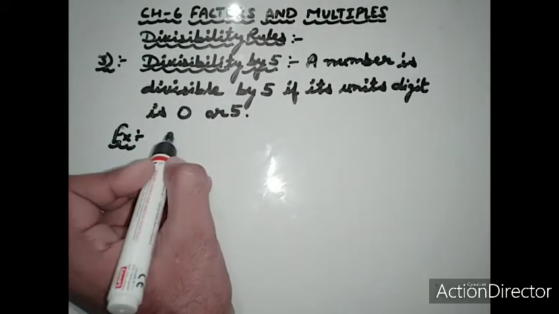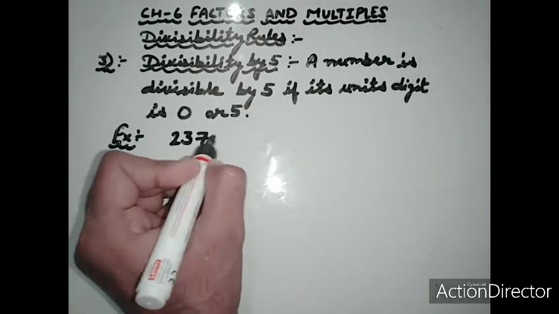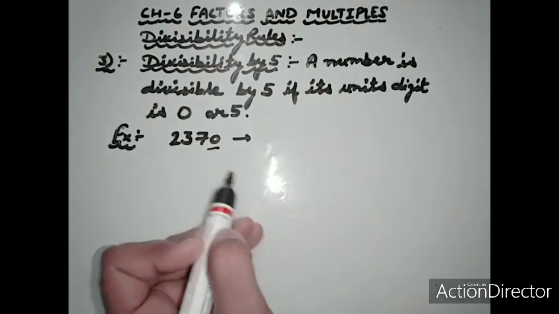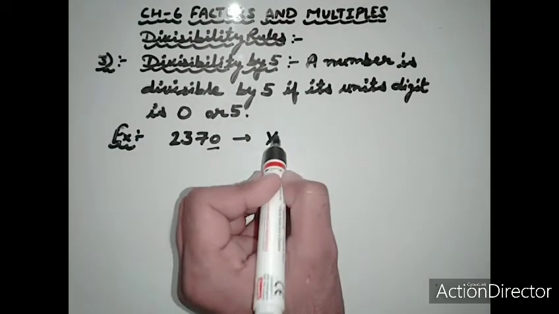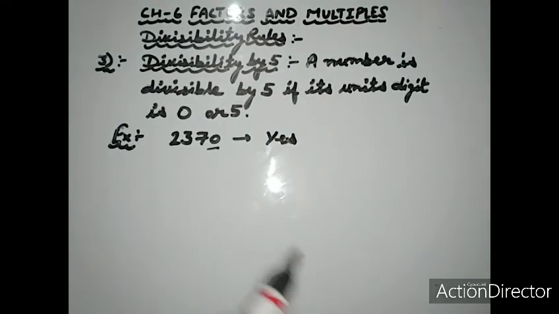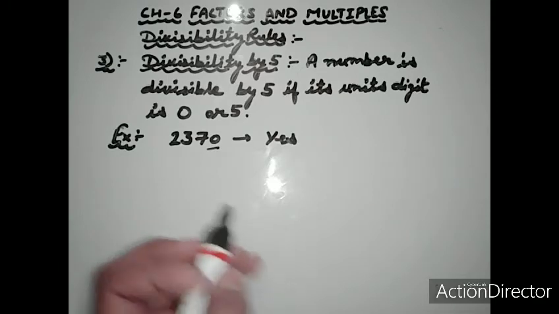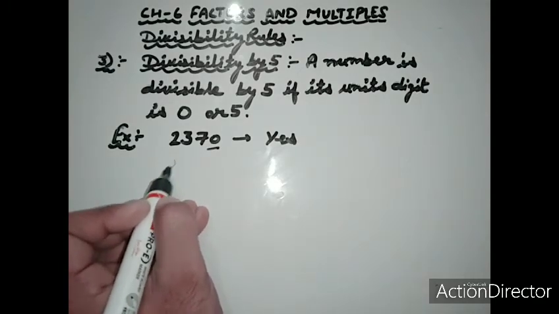Here we take one example. So here we take a number like 2370. Here we observe the unit digit is 0, so yes, this number is divisible by 5. So the whole number, 2370, is divisible by 5. Now here we take another example.